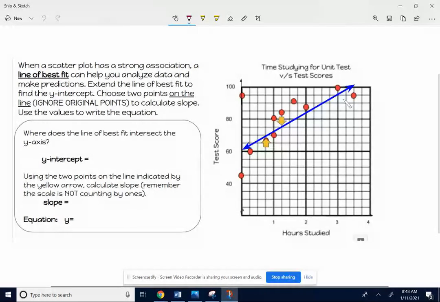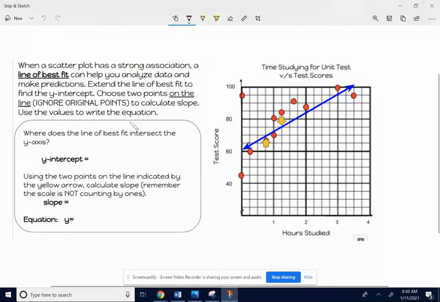We're going to first find the equation of the line. When we find the equation of the line, we're ignoring the dots now. We use the red dots to come up with the blue line, but now ignore the red dots.